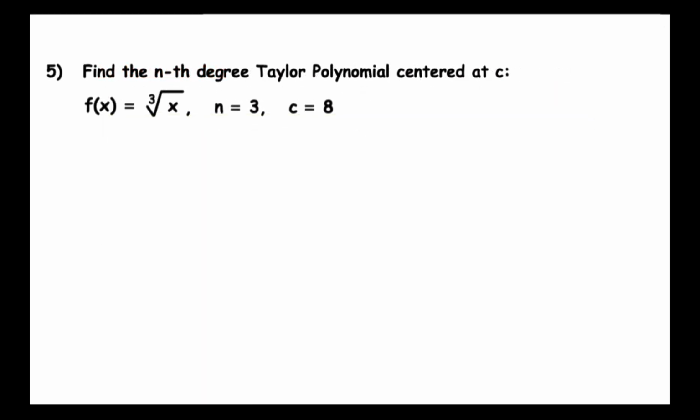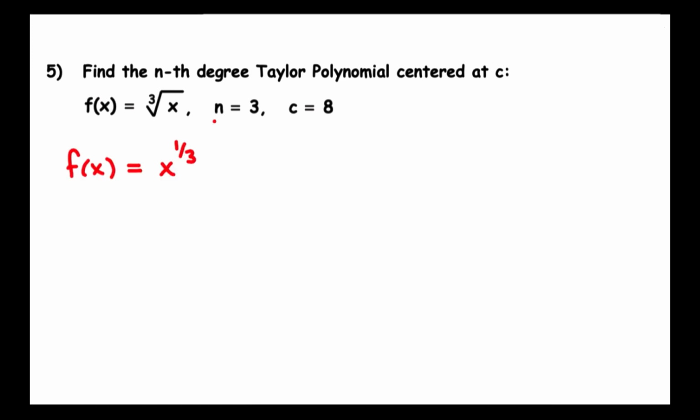All right, I made a problem up that's a cube root of x is my equation. I would like you to find its third degree Taylor polynomial centered at c equals 8. So again, we're not centered at 0 anymore like the Maclaurins. All right, well, f of x would be the cube root of x. That's going to be x to the 1/3 power. I'm going to rewrite that.